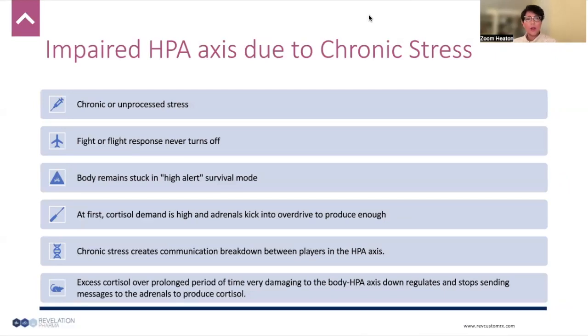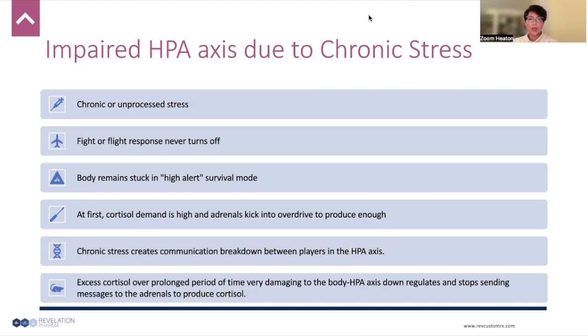So in chronic stress, the body doesn't return to that parasympathetic healing mode. It's like the fight or flight response never turns off. And the body seems to stay stuck in this high alert survival mode. And at first, cortisol demand is high and the adrenals kick into overdrive to produce enough. And see, making more cortisol requires more pregnenolone, and pregnenolone is required to make your other hormones. So as cortisol production ramps up, the synthesis of all these other hormones declines.